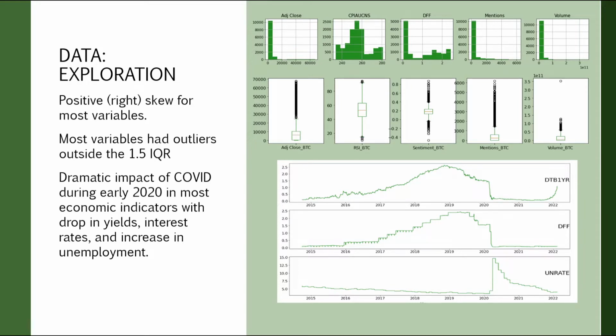You can see that in early 2020, there was a dramatic drop in yields, a drop in interest rates, and a dramatic increase in unemployment. This was somewhat concerning in that for some models, this end of the time series was being used for validation data. So these apparent anomalies had the potential to impact my model measurements.